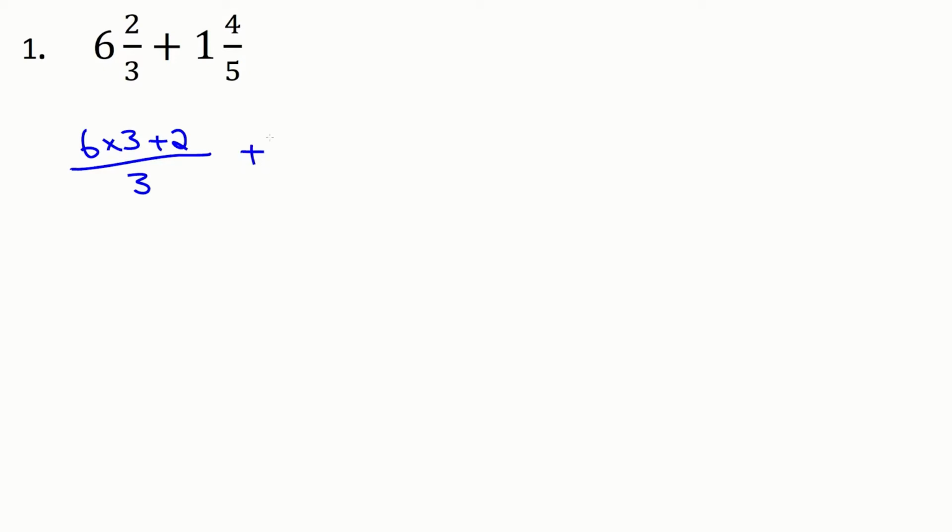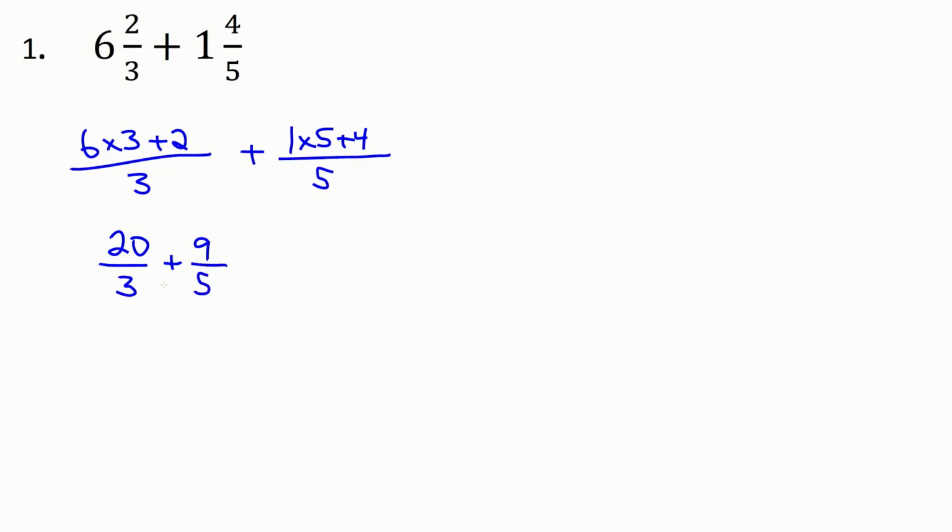And let's just have the other one on the side here. So 1 times 5 on the top plus the 4 that was there, over 5. So the fractions that we're dealing with here: 6 times 3 is 18, plus 2 gives me a 20. We've got 20 over 3 plus 5 plus 4 is 9 over 5.